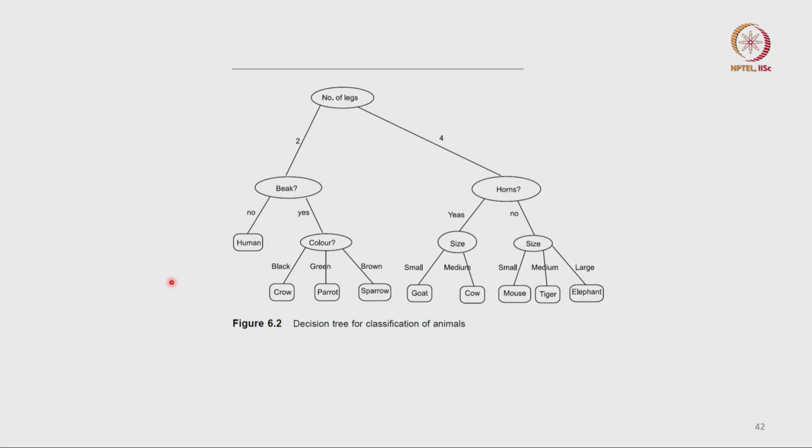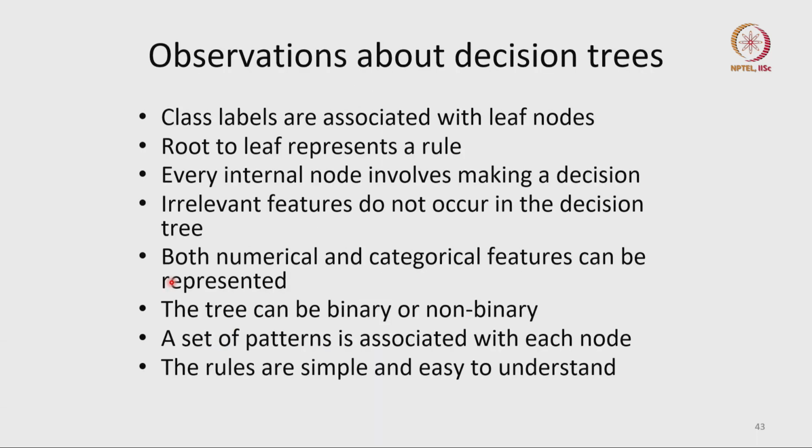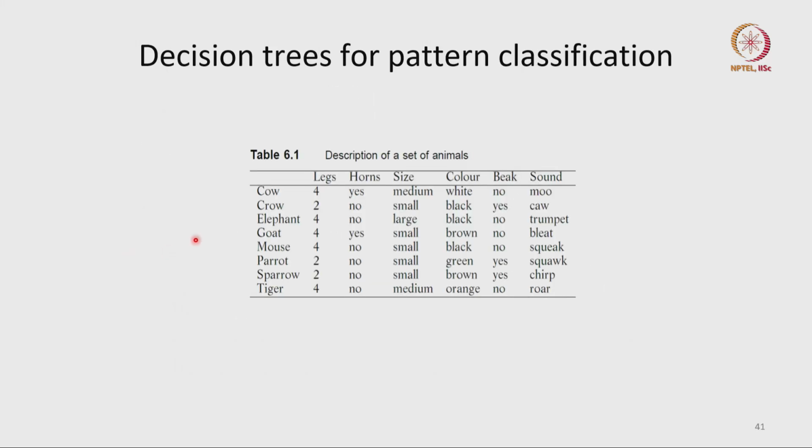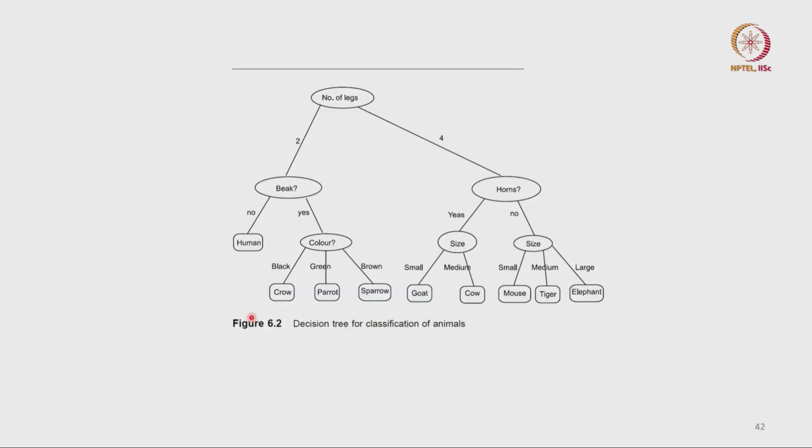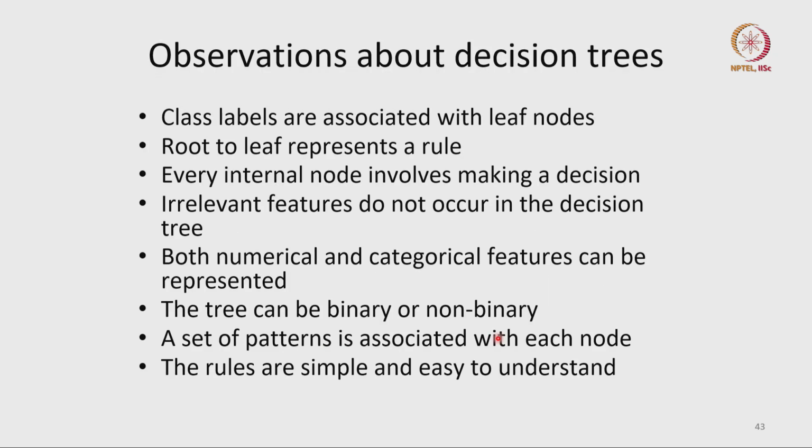Let us say some of the characteristics of a decision tree used for classification. The class labels are associated with the leaf nodes, and a root to leaf path represents a rule. So, that we have seen. Every internal node involves making a decision. Irrelevant features do not occur in the decision tree. Let us see how this happens. Here we actually have a feature which gives the sound made by the various animals, but we have not used that anywhere in this decision tree. So, we can say that it is a redundant, irrelevant feature.